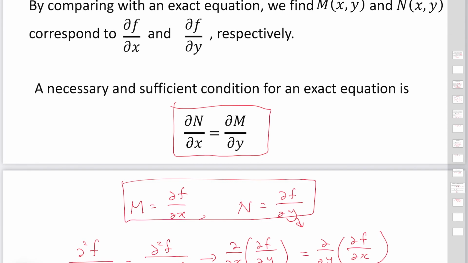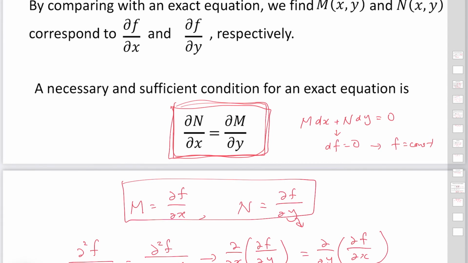If you have an equation M dx plus N dy equals 0, and M and N are related by this equation, then the equation is expressed as df equals 0. From this, f is a constant, and we can solve the differential equation. So we have to check whether M and N satisfy this relation to solve the differential equation.